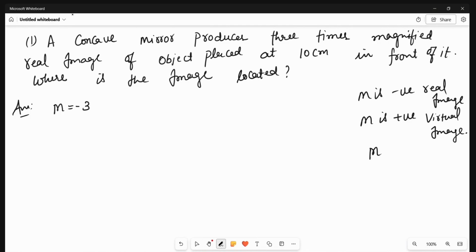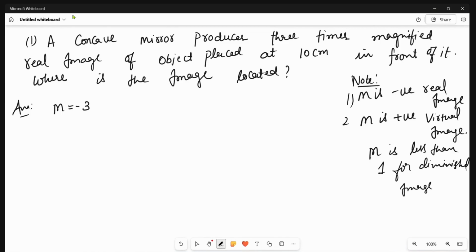And write down this as a note part, important. M is less than 1 for diminished image. And M is more than 1 for enlarged image.